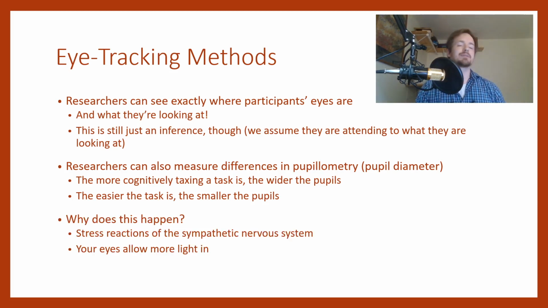So why does this happen? Why do our pupils change as a function of task difficulty? It has everything to do with basically your fight or flight response. This is something that your sympathetic nervous system handles. Whenever you are engaged in something, your eyes are going to dilate a little bit more to let more light in, so you can basically get a better survey of your surroundings.